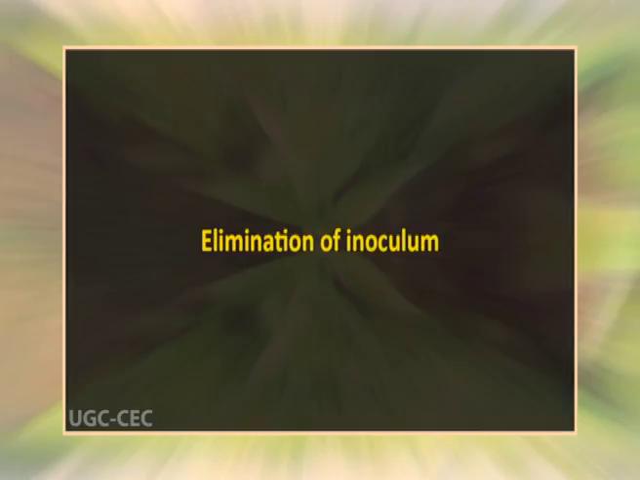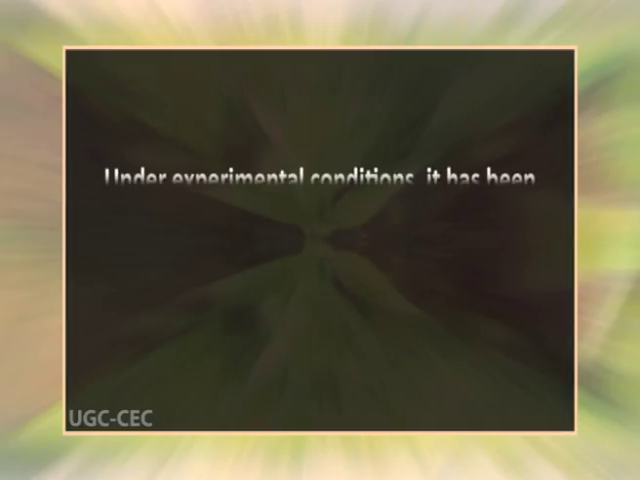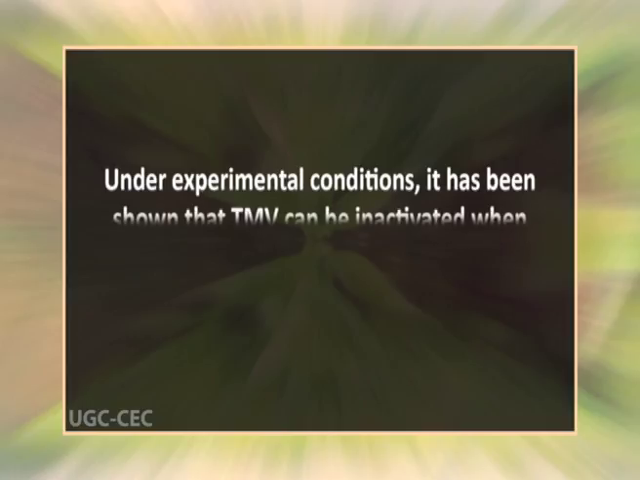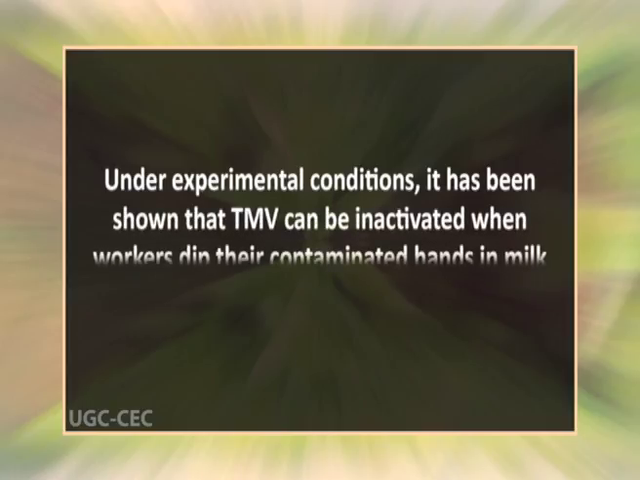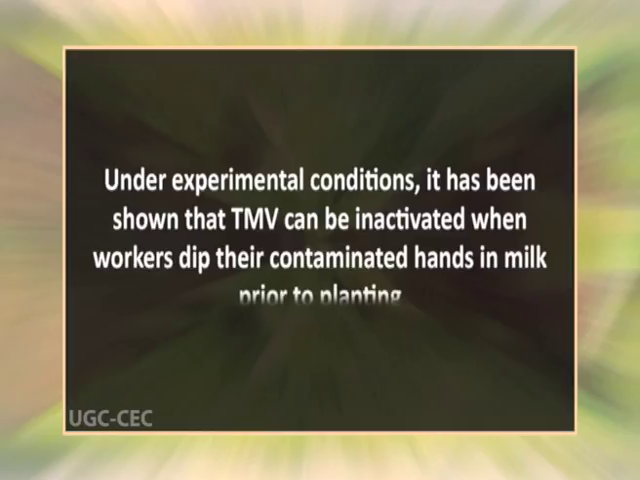Elimination of inoculum. Under experimental conditions, it has been shown that tobacco mosaic virus can be inactivated when workers dip their contaminated hands in milk prior to planting. This inexpensive technique greatly reduces the incidence of disease. Seedlings that are known to be susceptible should not be transplanted into soil that contains tobacco mosaic virus contaminated root or plant debris. Number 3.